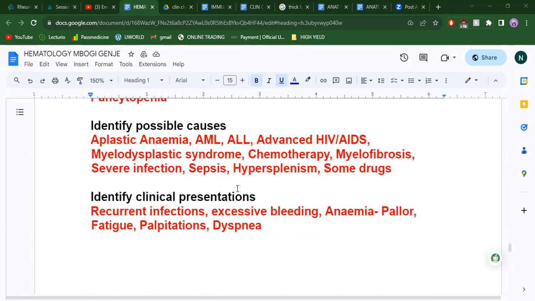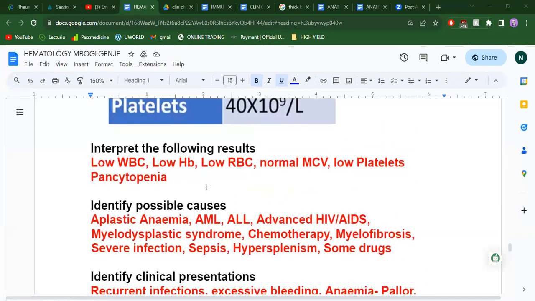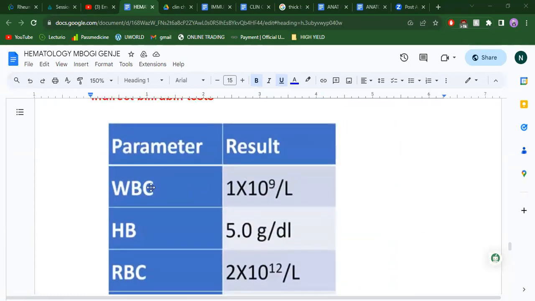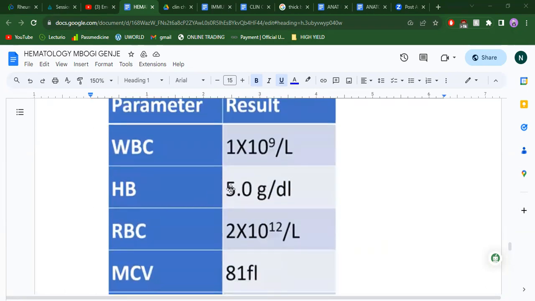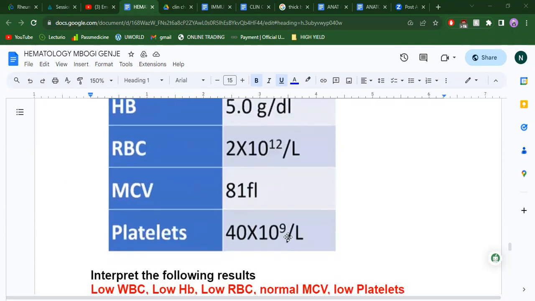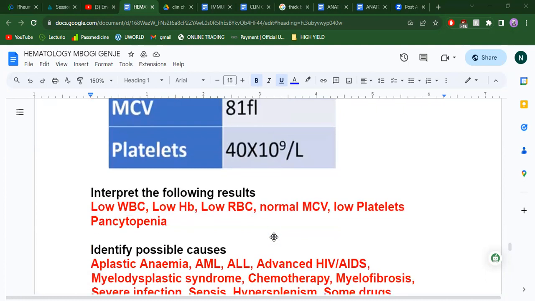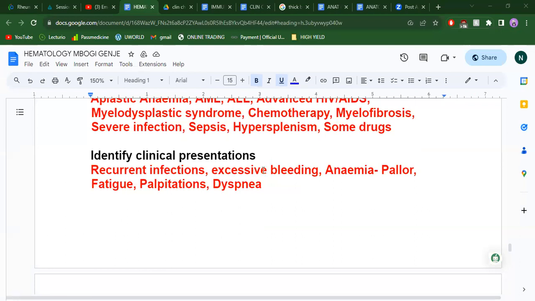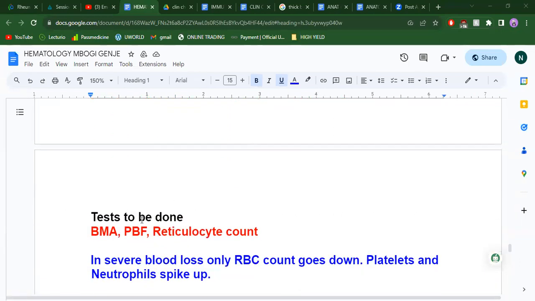Clinical features. Think of which cell line is increased or decreased. WBC is low, so we expect recurrent infections. Hb is low, so we expect anemia, and you have to mention the signs of anemia, such as palpitations. RBC is also low for anemia. Platelets are low, so we expect easy bruising and excessive bleeding.